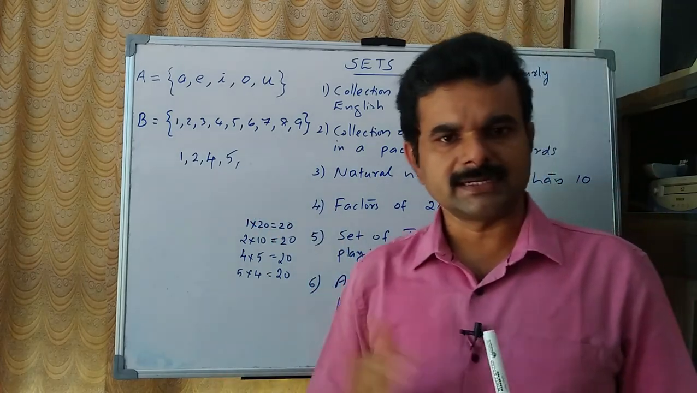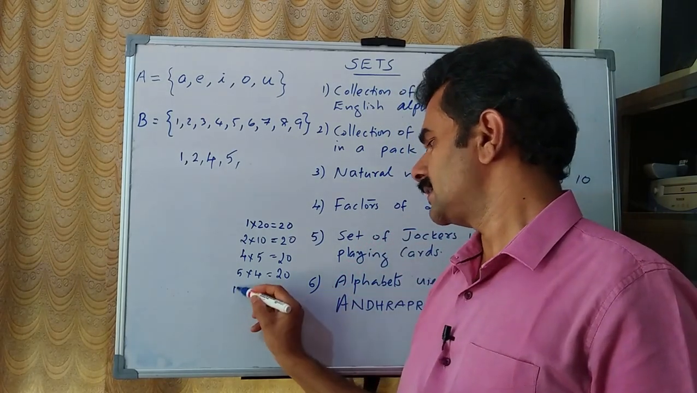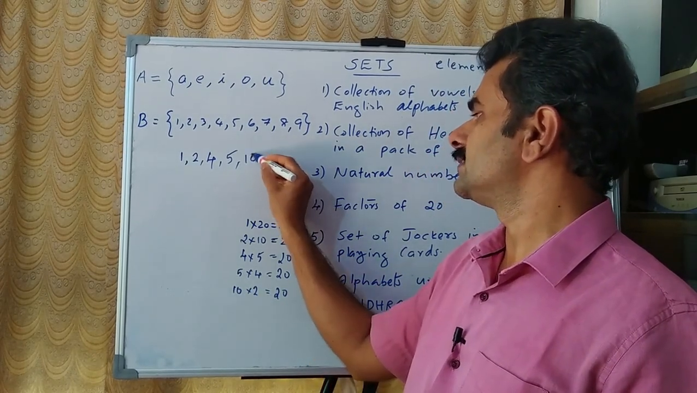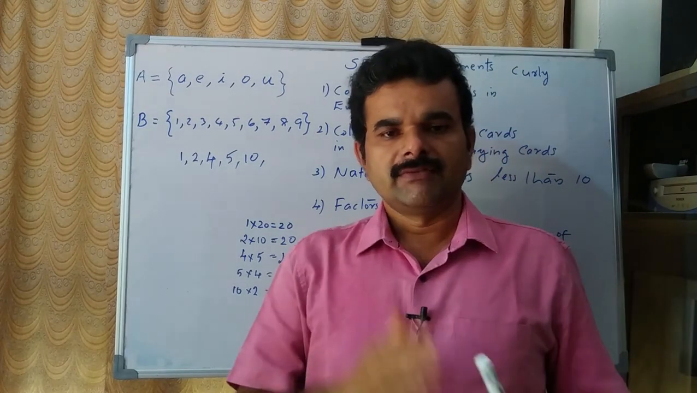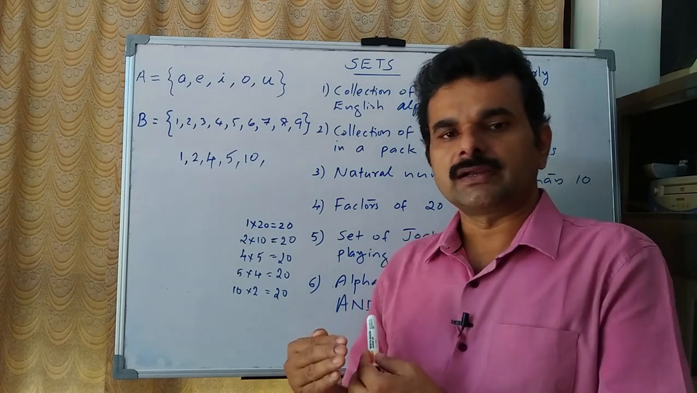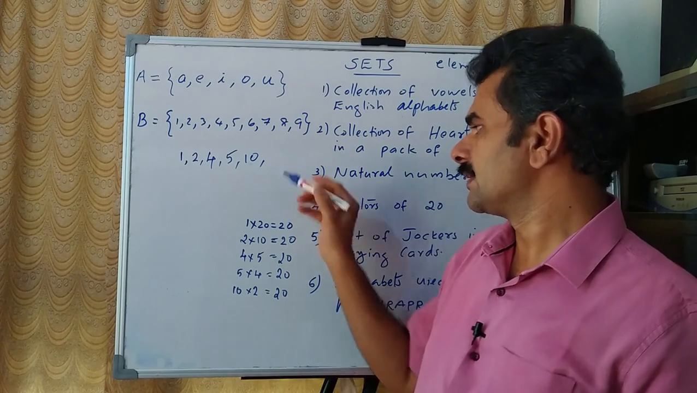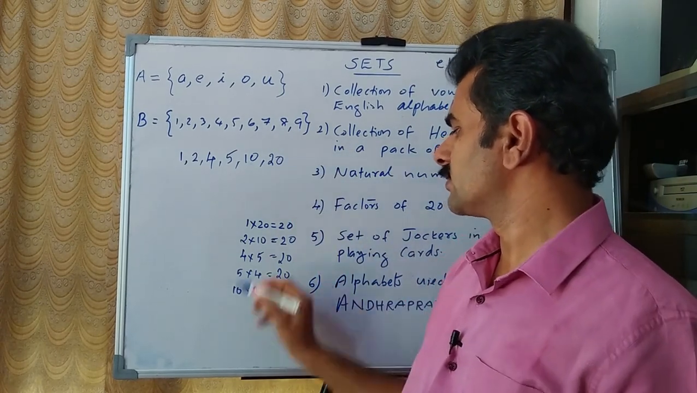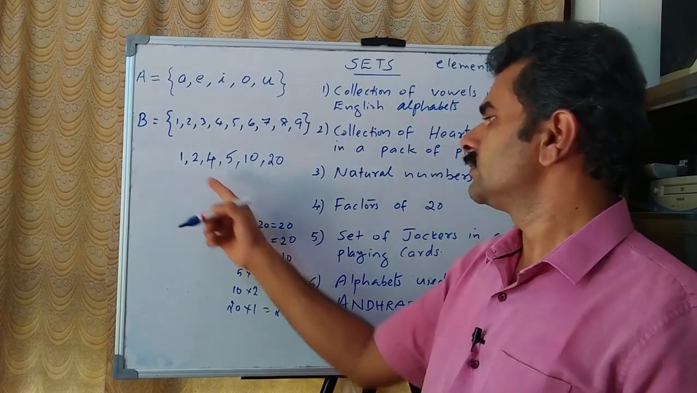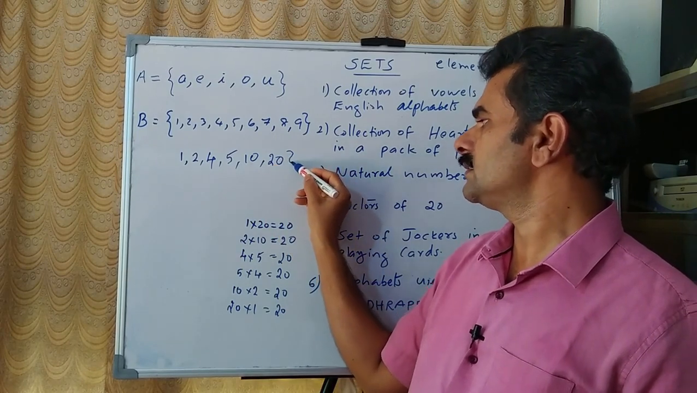7 is not a factor. 8 is not a factor. 9 is not a factor. 10, yes, 10 is a factor because 10 into 2 is equal to 20. So 10 is a factor. Then 11, 12, 13, 14, 15, 16, 17, 18, 19, these all are not factors for 20. Then remaining factor is only what? 20, because 20 into 1 is equal to 20. So these are the factors of 20, isn't it?